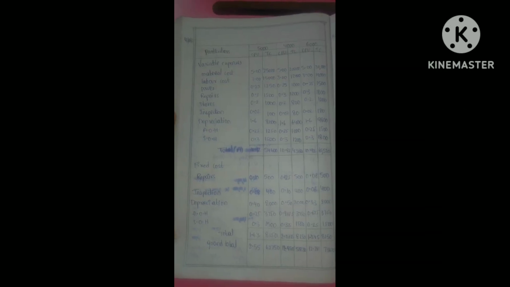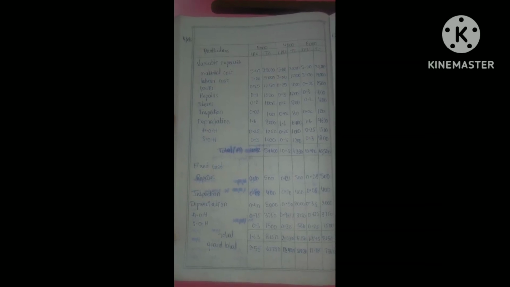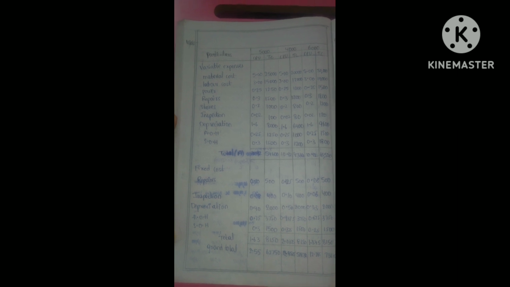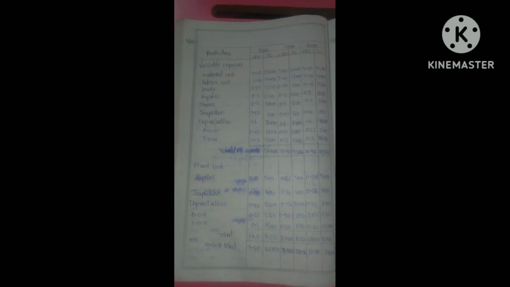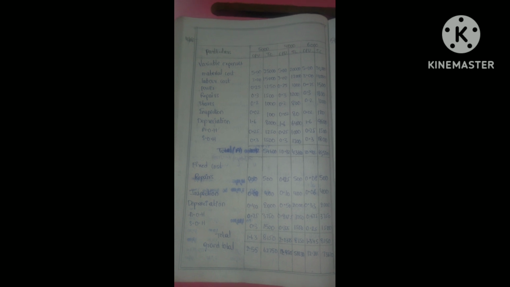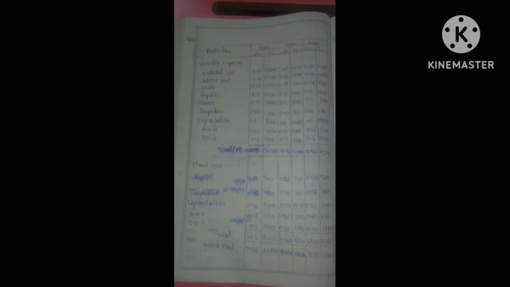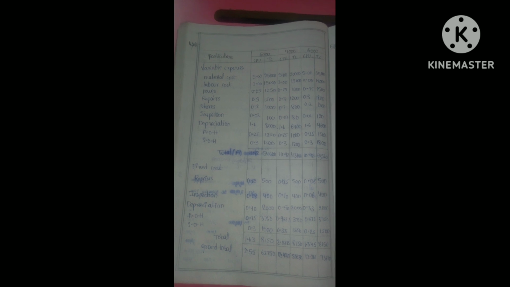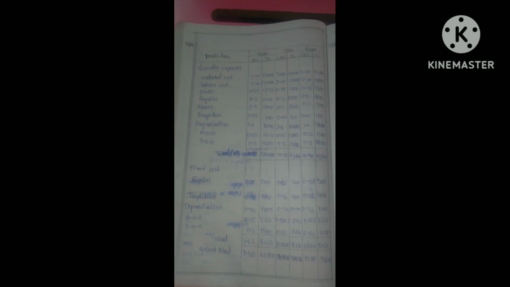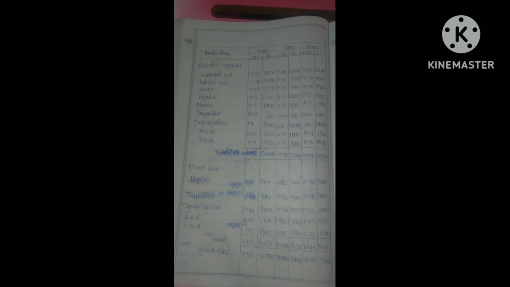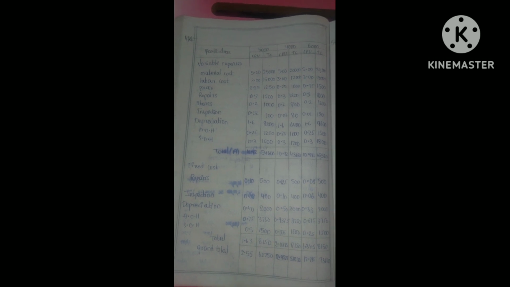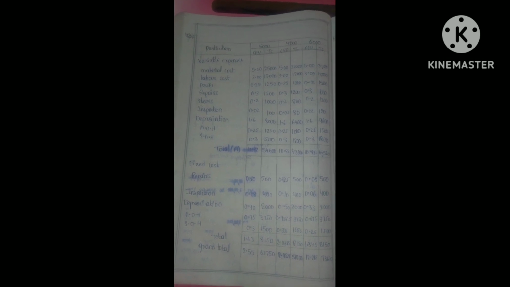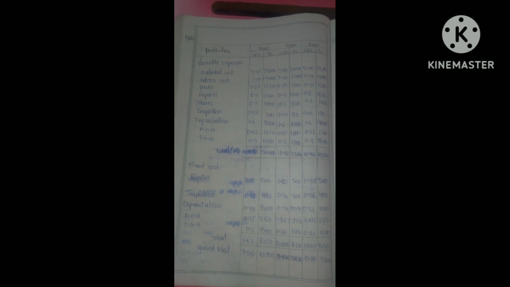So guys, now let's see the problem. First draw the pro forma same as the first problem and now take all variable expenses, that is material cost, labor cost, power, repairs, stores, inspection, depreciation, administrative overheads, selling overheads. So take down the values of given units, that is 5,000, and calculate these units with 5,000 so that we will get cost per unit values.